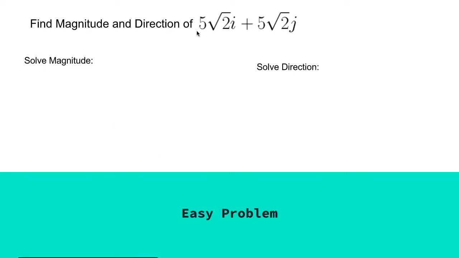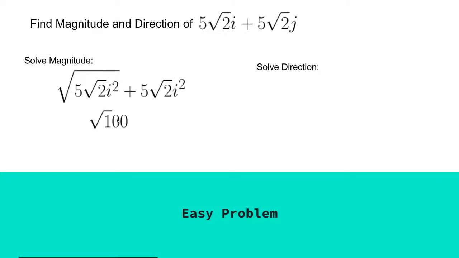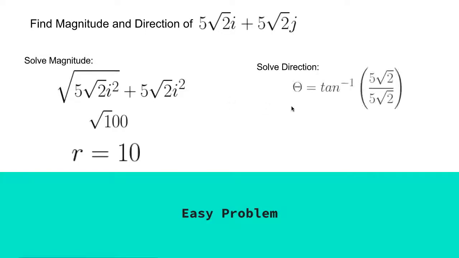Now we're going to move to magnitude and direction. Find magnitude and direction of 5 square root 2 i plus 5 square root 2 j. We'll start with the Pythagorean theorem and take the square root of these two squared, which gives square root 100, so r equals 10. Now to solve for direction, we use the equation we used earlier, theta equals arctan, and plug in 5 root 2 over 5 root 2, which cancels to 1. So arctan of 1 equals 45 degrees.